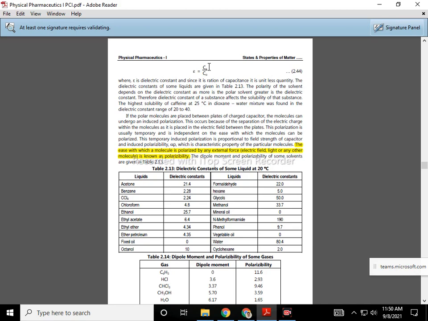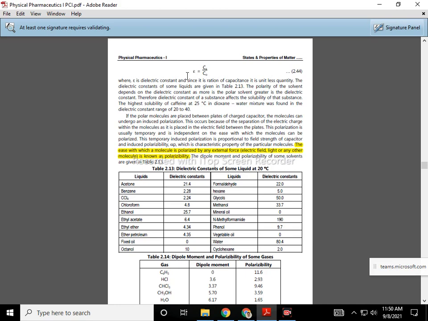Now see how much is the capacitance of that battery when vacuum will be there, and that is called C naught. When vacuum will be there, capacitance of battery will be C naught. When sample will be there, capacitance of the battery will be Cx. Divide them and then you will get the epsilon. Epsilon is the symbol of dielectric constant.